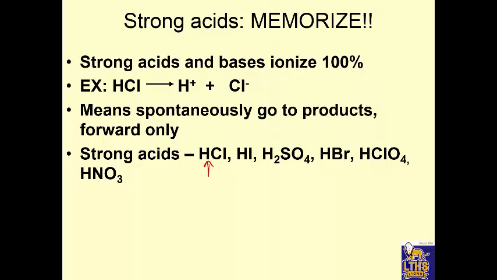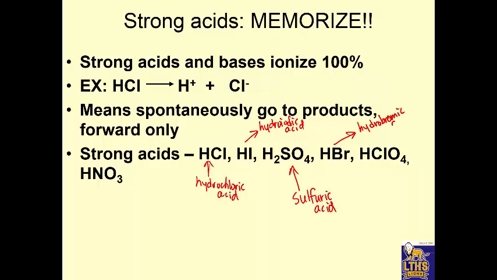One of those is hydrochloric acid. So you should write down the names and the symbols of these acids. Hydroiodic acid. Sulfuric acid. What makes sulfuric acid strong? Well, it ionizes completely into its 2 ion parts. This is hydrobromic acid. It ionizes completely. This is perchloric acid. What makes it strong is it ionizes completely. And this is nitric acid.